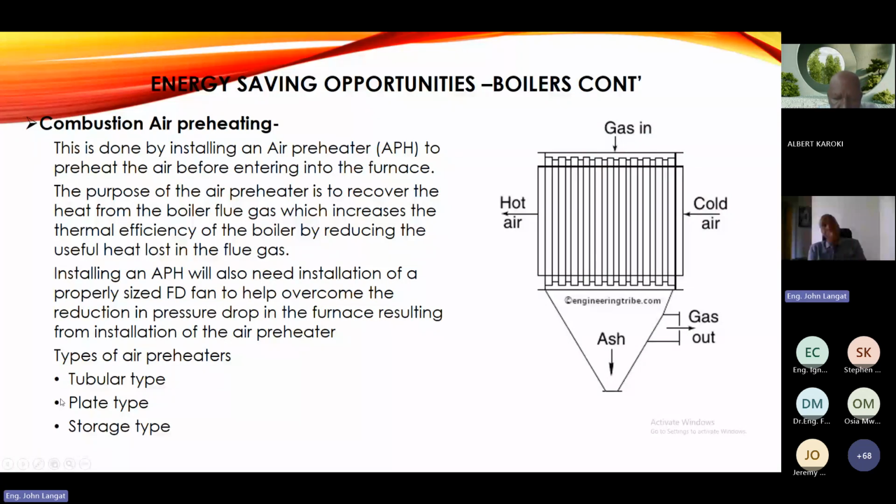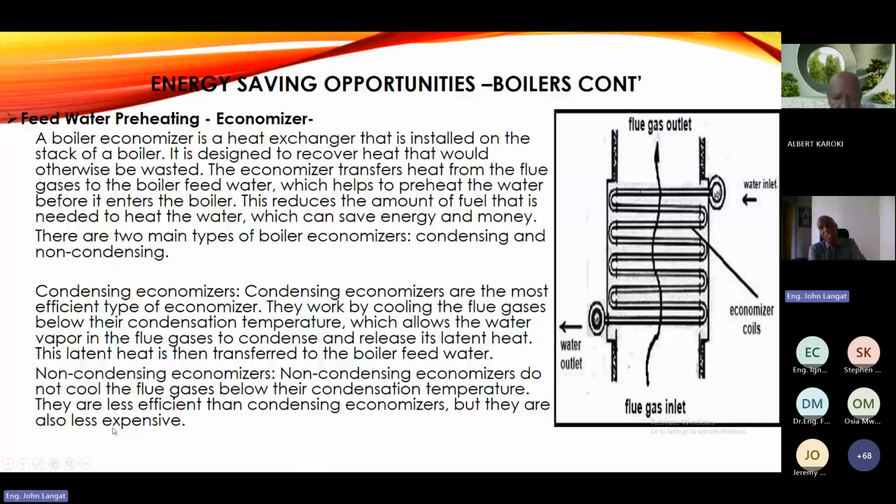Then we have the economizer. Economizer works on the same principle as the air preheater. The only thing is that now it's the feed water which is being preheated. Normally, you find that the feed water can be preheated up to temperatures around 95 to maybe 98, just before it converts into steam. What happens here is that the inlet feed water does counterflow with the flue gases, picking up heat.